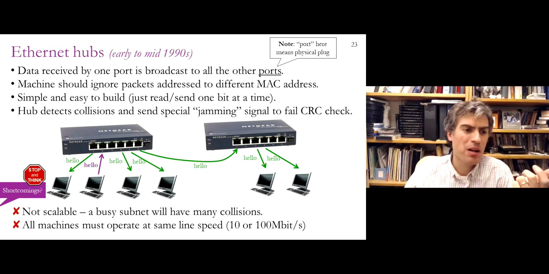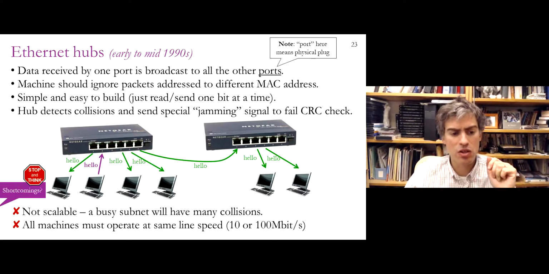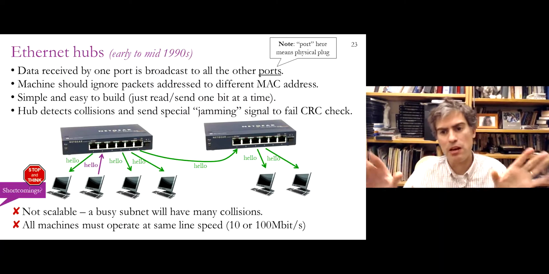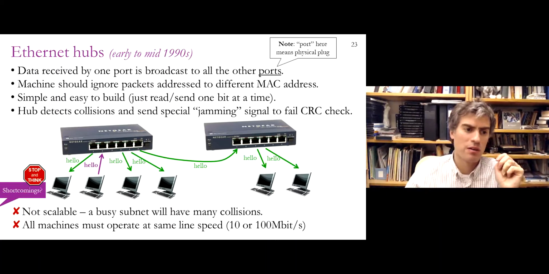Well, basically the problem is that these are really prone to collision, right? There's no way, even if you have like 100 ports, only one of the machines can talk at once because its data is replicated out on all the 100 other ports. So notice also when I talk about ports here, I'm talking about physical ports, the plugs, okay, not TCP or UDP ports.